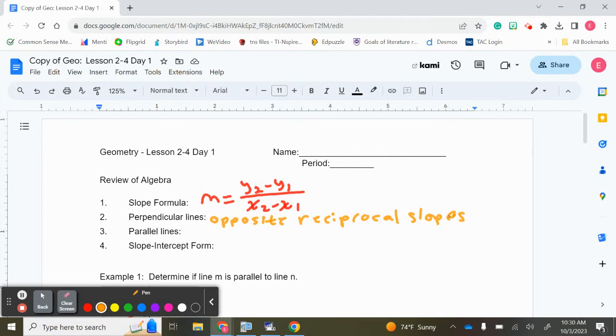What's a reciprocal? Because this is important. Who remembers? Reciprocal means that we are flipping the fraction. The numerator goes to the denominator, and the denominator goes to the numerator. So if I have 1/2, the opposite reciprocal would be -2 over 1. Okay?